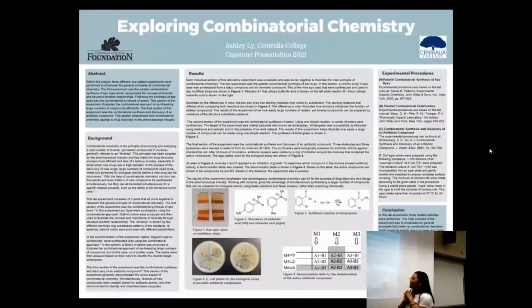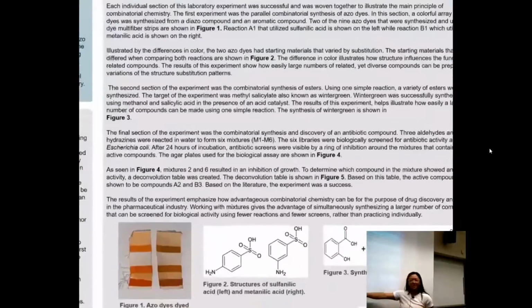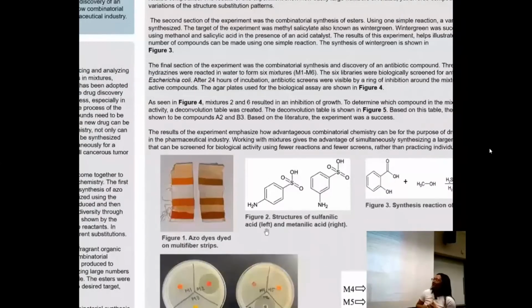If you could see, they have the same groups connected to the ring. The only thing that changed is the structure, so the placement of these groups, right? And with the difference in placement, you got a whole different color, which is so cool. So that really illustrates how changing the structure gives you a whole different compound. And that makes it so much easier.